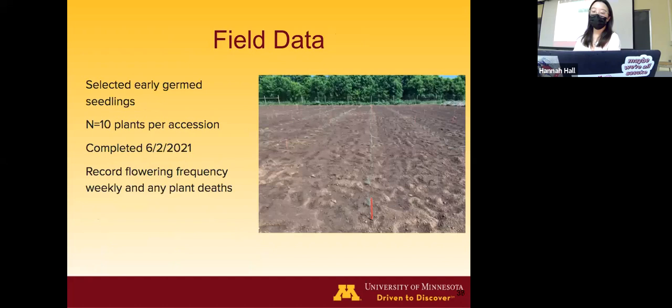So we selected individuals that germinated early. We tried to select individuals that germinated within the first week or so, sometimes dipping into the second week if we didn't have enough in the first week. And we transplanted 10 plants per accession in the field. This was completed in June after the risk of frost was no longer present. And then we record the flowering frequency weekly and any plant deaths that occur.